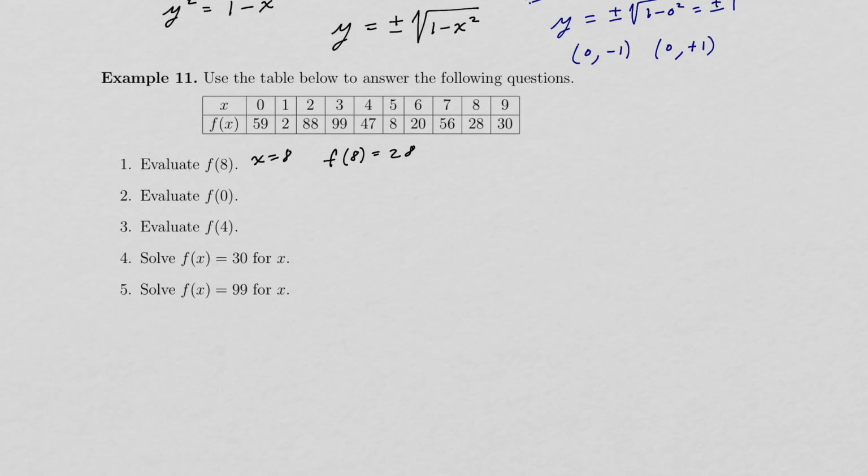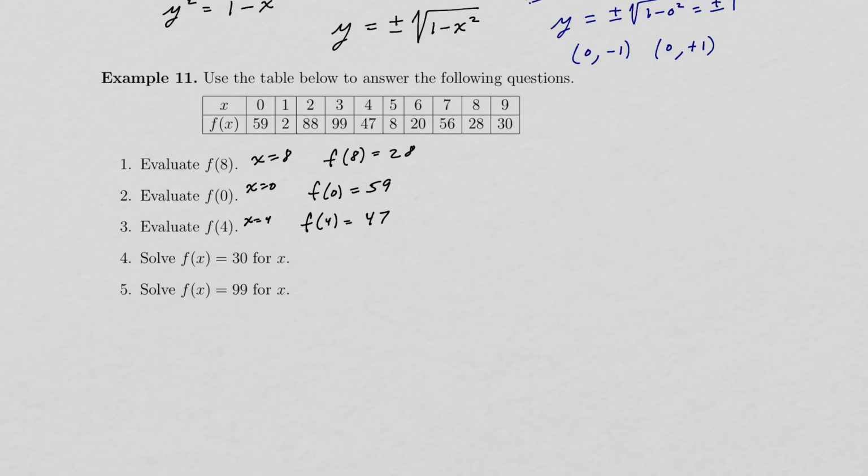Evaluate f of 0. So this means x is 0. So we go to the table. That means the output is going to correspond to 59. F of 4. So if x is 4, go to the table. That means the output f of 4 corresponds to 47.